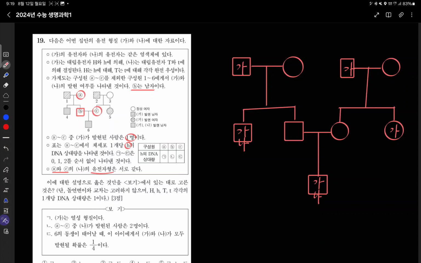and if the first trait is the dominant trait, that means the person with the trait has the capital allele H.